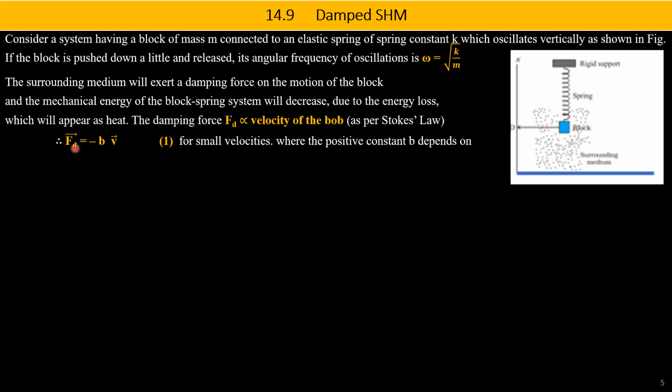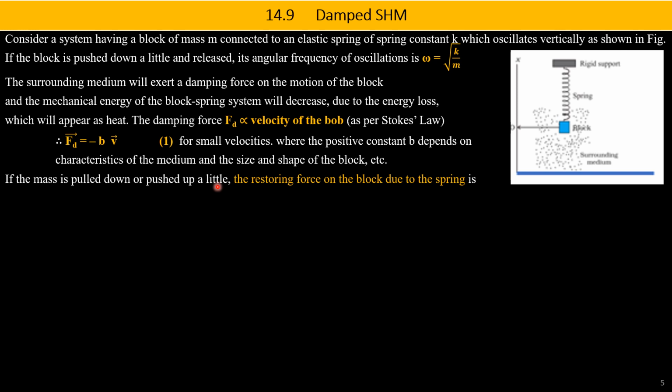Therefore, Fd, which is a vector, equals minus b into v, vector v. That is for small velocities, where the positive constant b depends on the characteristics of the medium and the size and shape of the block. So this constant b is due to the surrounding medium and the size and shape of the block. Hence Fd is equal to minus b into v, vector. So both Fd and velocity are vectors. Let it be equation 1.